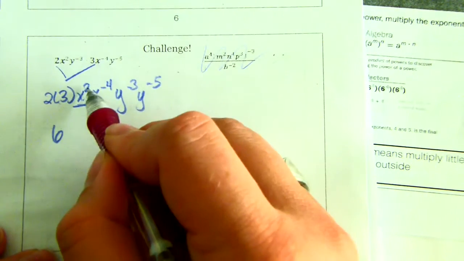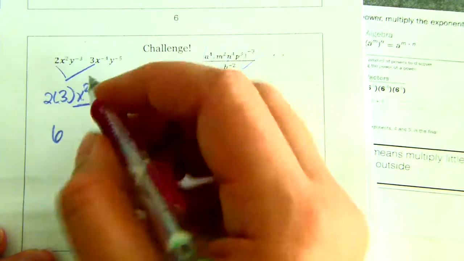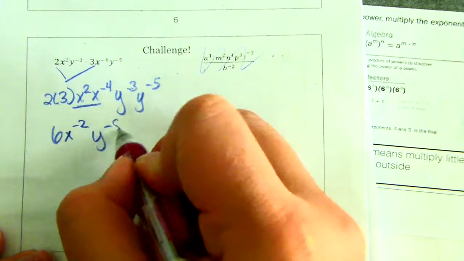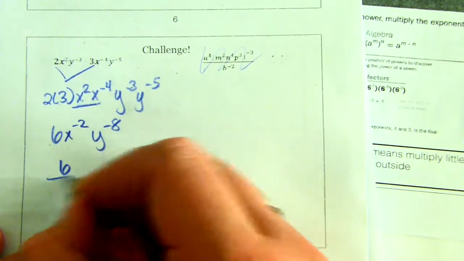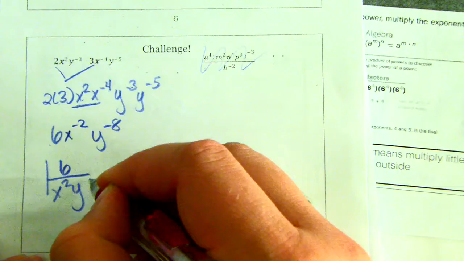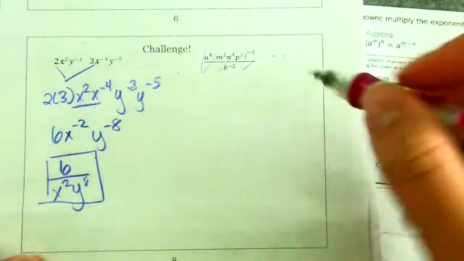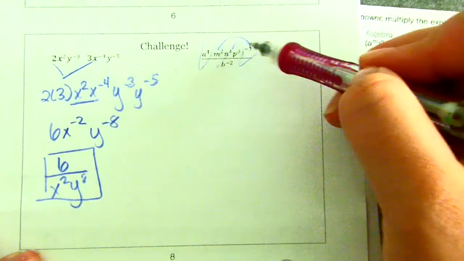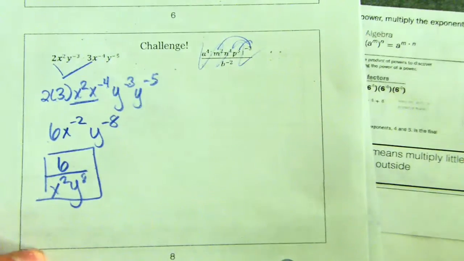Same bases, so we add our exponents. 2 plus negative 4 is negative 2. Negative 3 plus negative 5 is negative 8. 6 is happy, stays in the numerator. X and y need to move to the denominator because they are negative. And this one, my suggestion is to use the power to power rule and then flip your negatives. And there we have it.